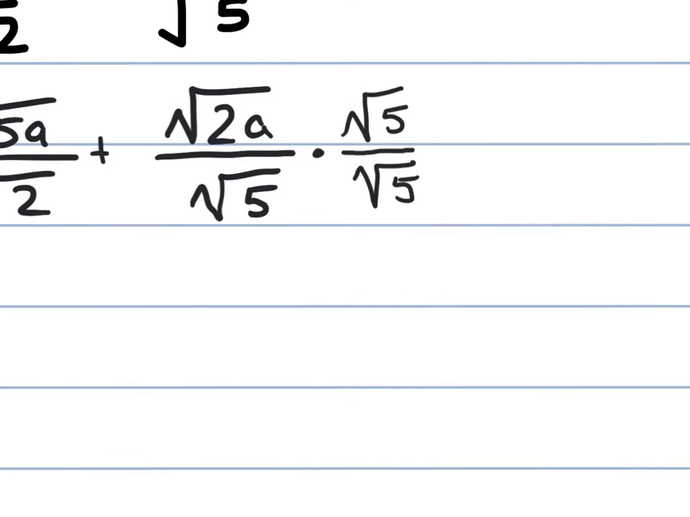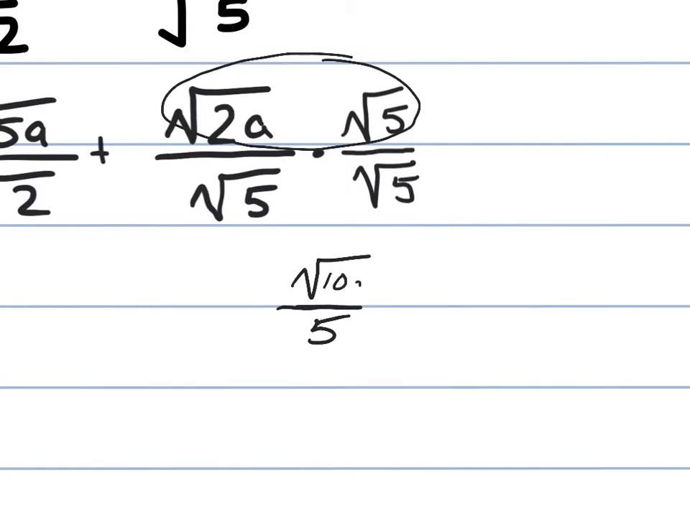What does the denominator become? 5, because the square root of 5 times the square root of 5 is the square root of 25, and the square root of 25 is 5. Now on top, what does this all end up becoming when I multiply that together? The square root of 10a.